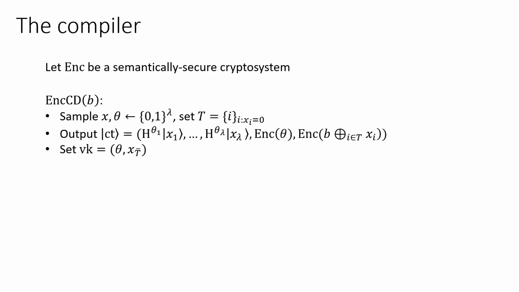And so the ciphertext is just going to consist of the lambda BB84 states. It will consist of an encryption of the bases theta. And then we're going to take the B that we actually want to encrypt and mask it with all of the X_i that were encoded in the standard basis. Okay, so this will be the ciphertext. And then we need to specify some verification key that will be used to verify the deletion certificate. That will consist of theta and the X's that were encoded in the Hadamard basis.